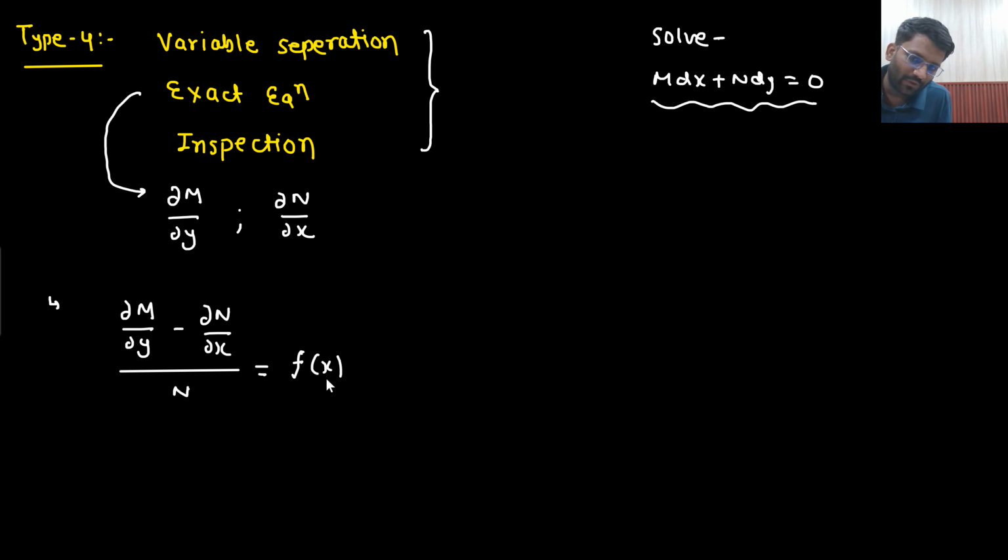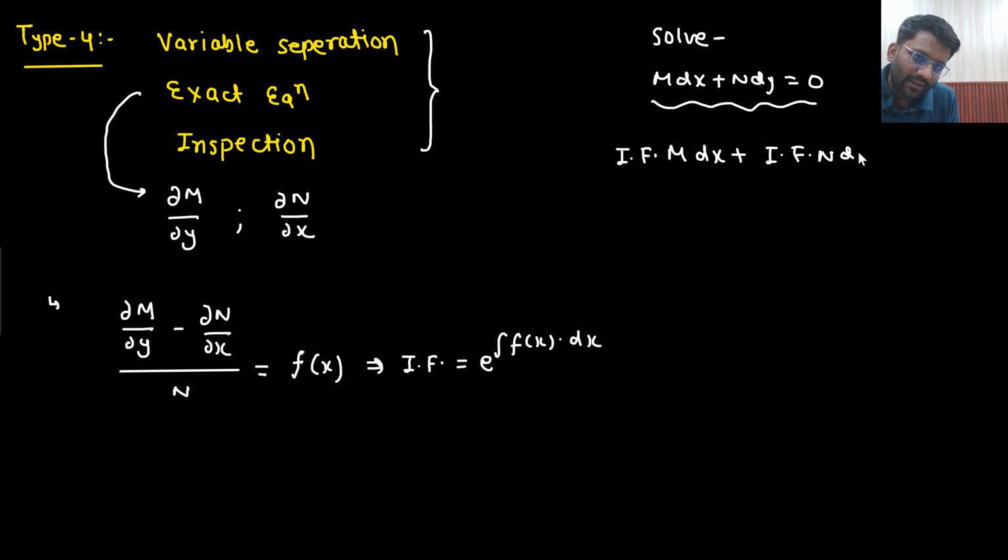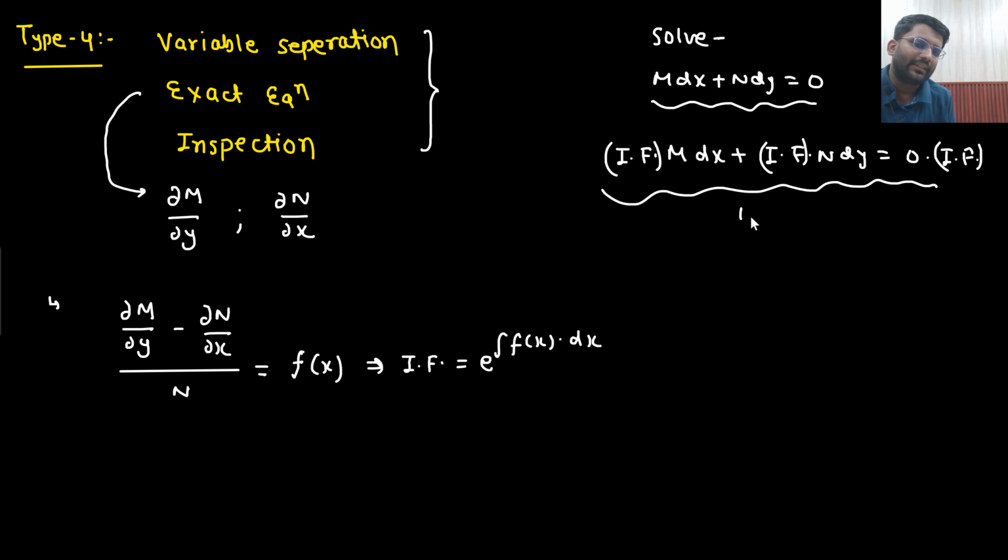If it comes out to be a function of x, then my integrating factor would be nothing but e to the power integral of f(x) dx. That would be my integrating factor. What is the meaning of integrating factor? If I multiply this integrating factor on both sides, integrating factor times M dx plus integrating factor times N dy equals 0 times the integrating factor, and 0 times the integrating factor is 0 only. Then this equation will come out to be an exact equation.